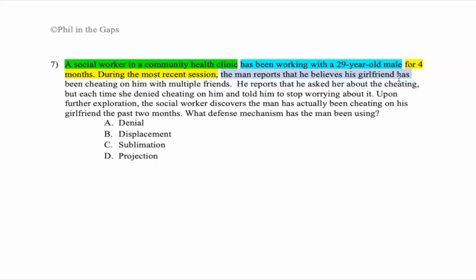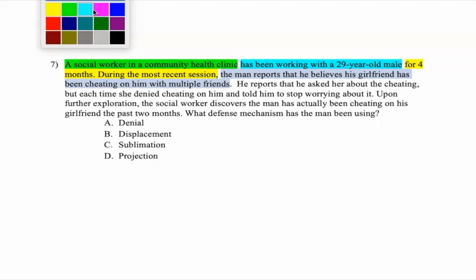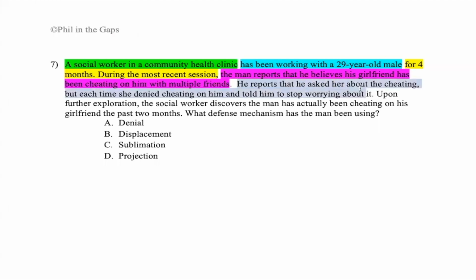Man reports that he believes his girlfriend has been cheating on him with multiple friends. He reports that he asked her about the cheating, but each time she denied cheating on him and told him to stop worrying about it. Upon further exploration, any length of time, hop on top of it because it also paints the picture of what we're looking at. Social worker discovers the man has actually been cheating on his girlfriend for the past 2 months.